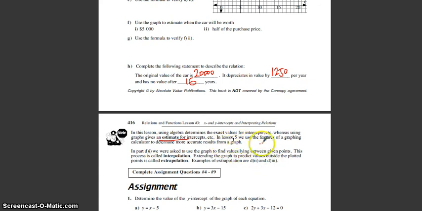In lesson 5, we will use the features of the graphing calculator to determine more accurate results from a graph. When it's not exact, how can we find it? That's why we have a graphing calculator, and you can use it to find the exact or approximate answer. We also introduced this term, which we learned in younger grades: interpolation, when you find the answer within a range, and extrapolation, when you find an answer outside the range.